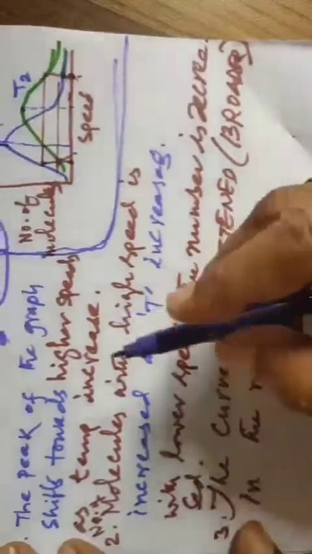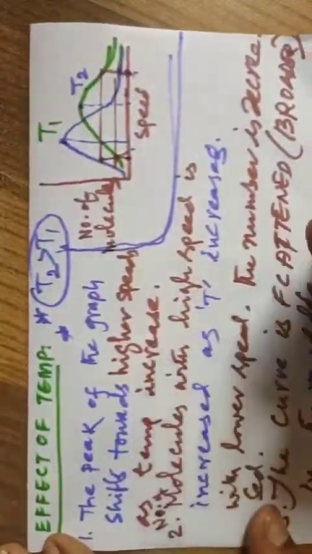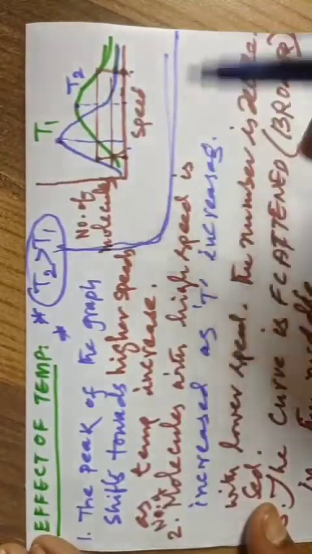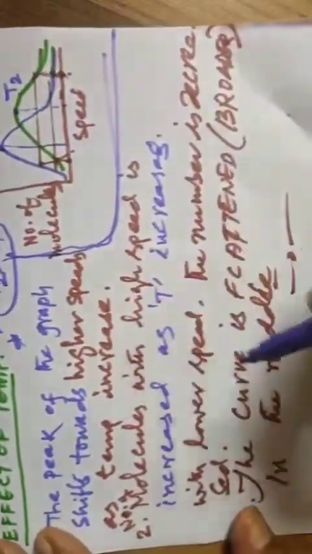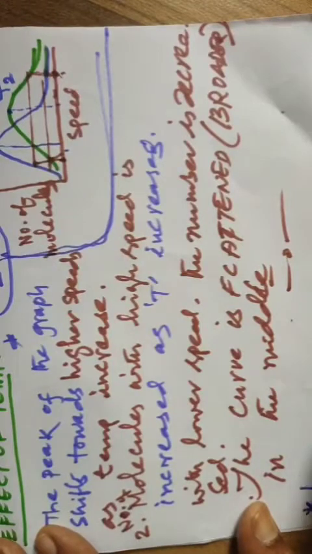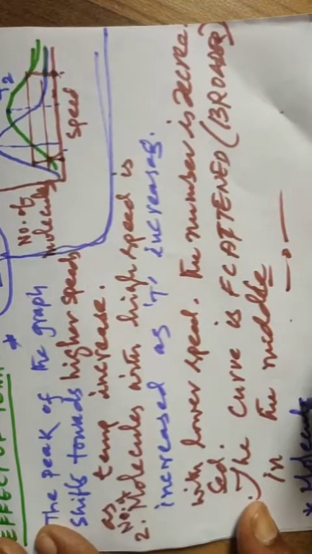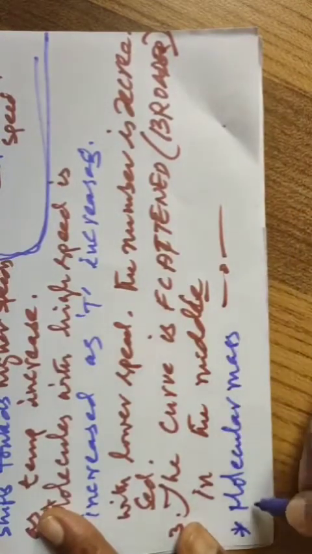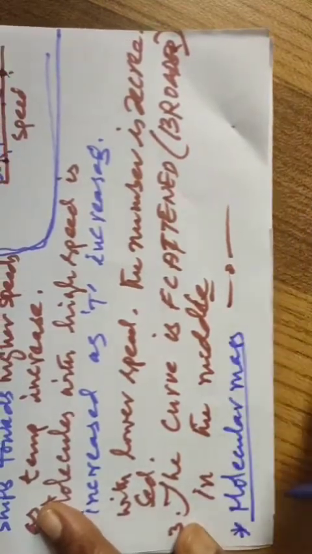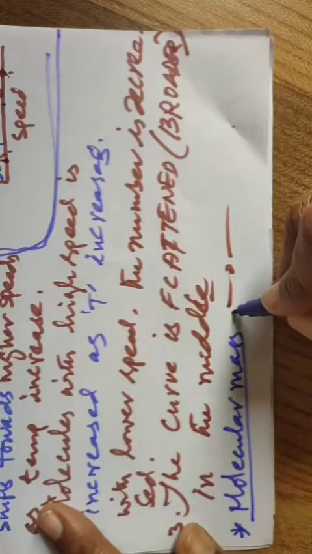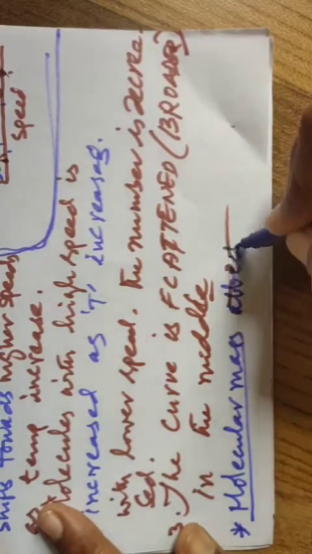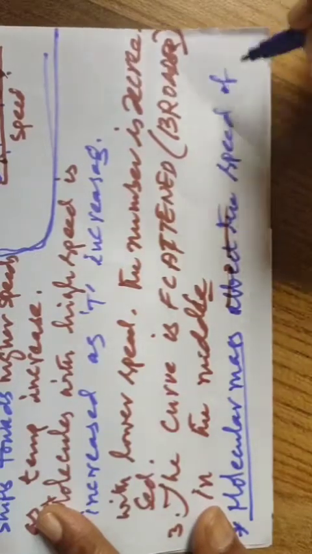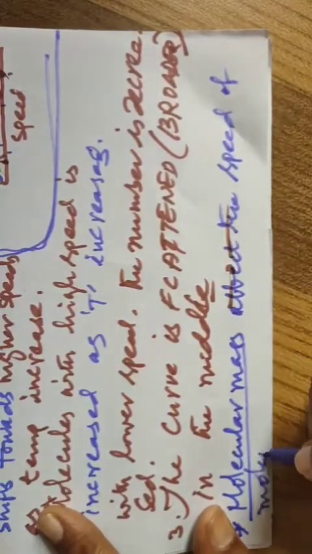Observe another point, that is temperature. The effect of temperature is explained. The second point is the size of the molecule, the molar mass of the molecule. How does molecular mass also influence the speed of the molecule? It affects the speed of the molecule. How?